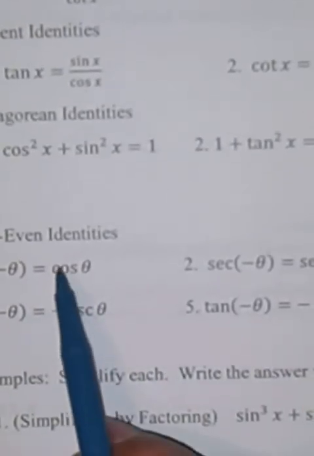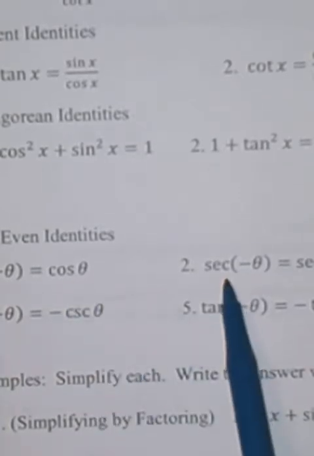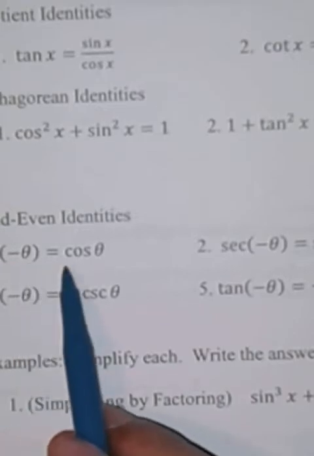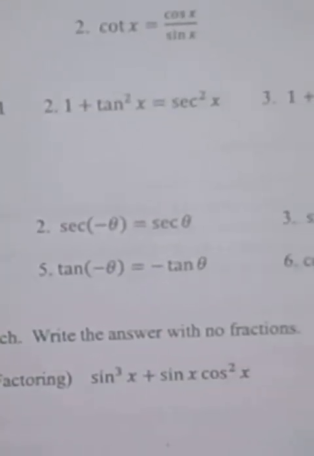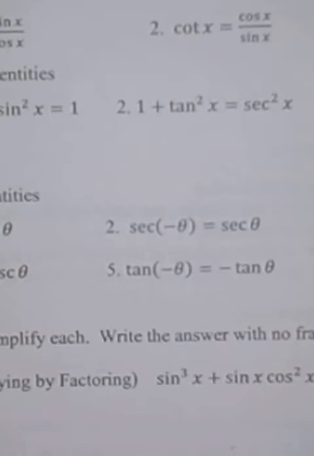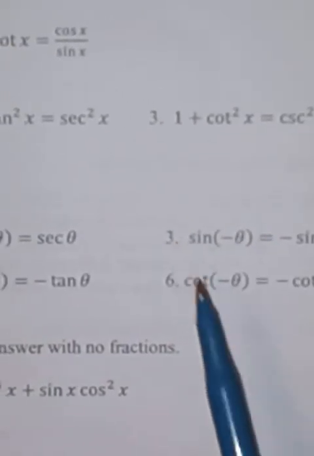And then even and odd identities. Remember, we've seen these before. Cosine and secant, whatever involves only cosine, which is the cosine and the secant, are even, and all the other ones are odd. What does even mean? Well, that means cosine of negative theta is equal to cosine of theta, or secant of negative theta equals secant of theta. And what does odd mean? It means, for example, sine of negative theta equals negative sine theta. So the even ones allow us to remove a negative from the argument, and the odd ones allow us to move the negative out to the coefficient.